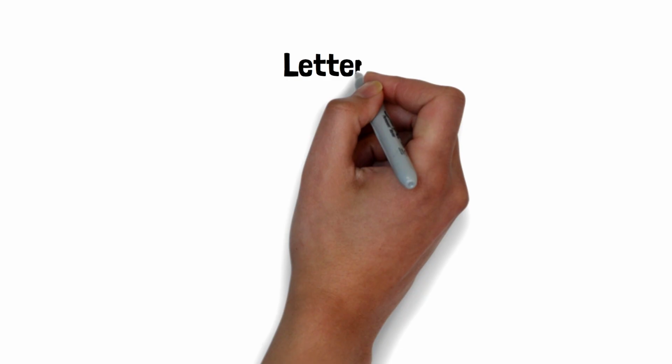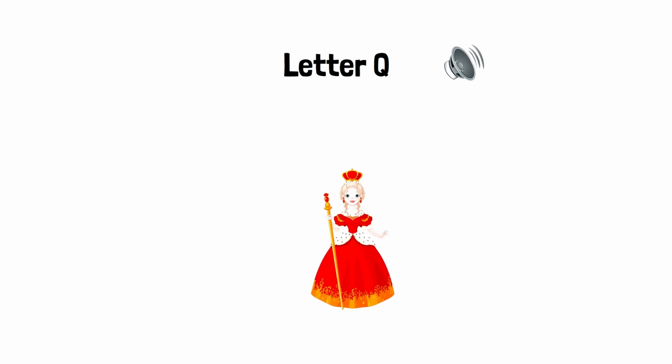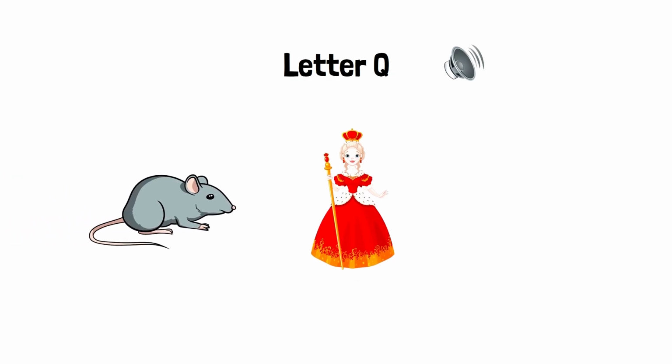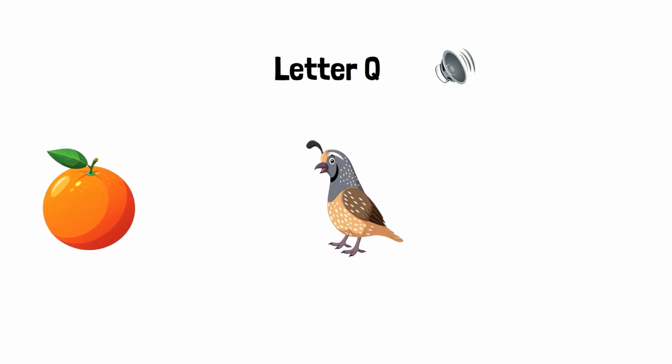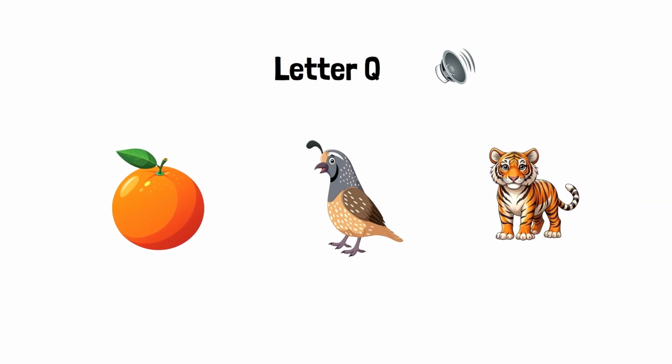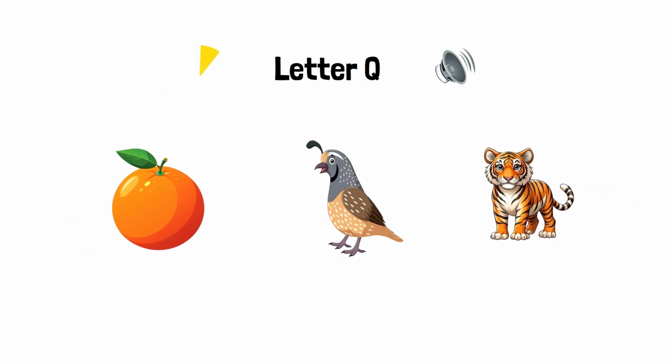Letter Q sound test. Which picture starts with this sound? Queen, mouse, lollipop. Great, Q for queen, queen. Which word starts with Q? Quail, orange, tiger. Correct, Q for quail, quail.